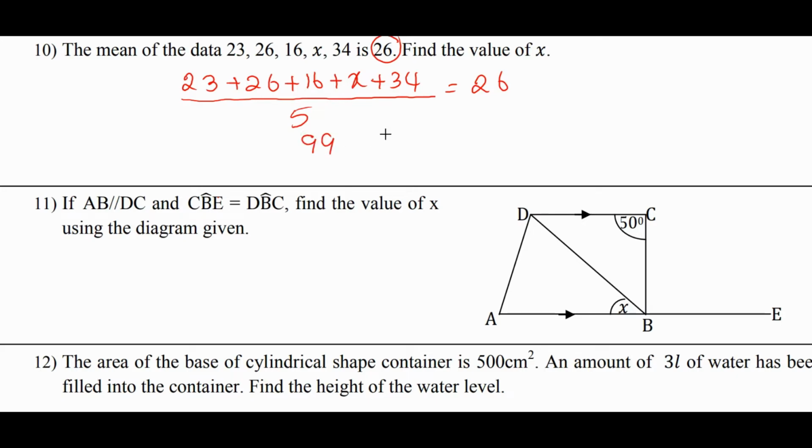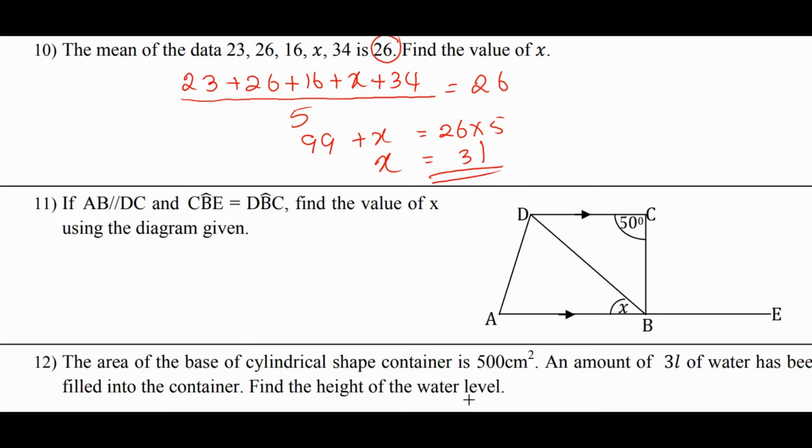You can simply calculate this one. You get 99 plus x should equal 26 into 5, and by solving this one we will have the answer for x is 31. Simple one. Let's try question number 11.